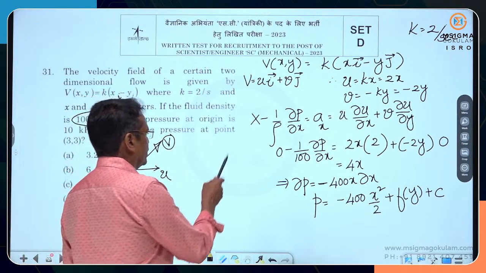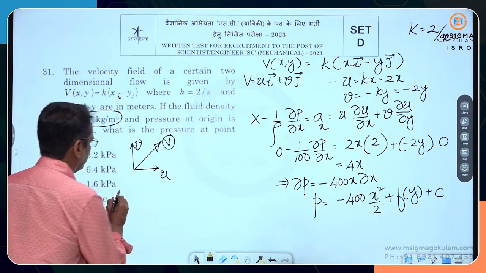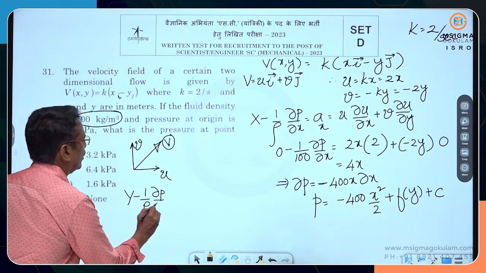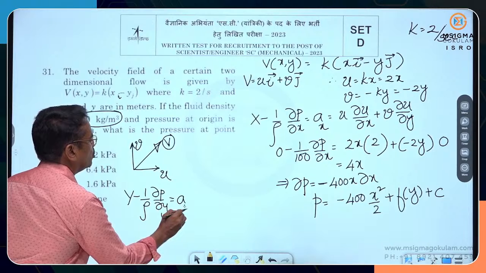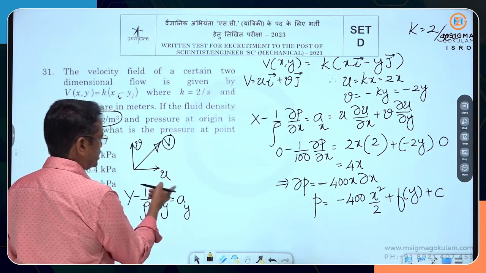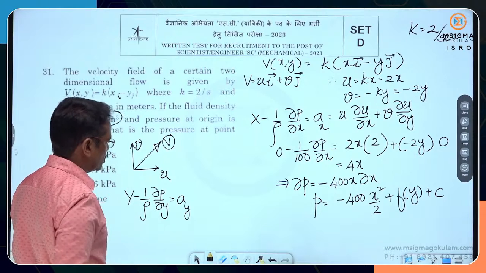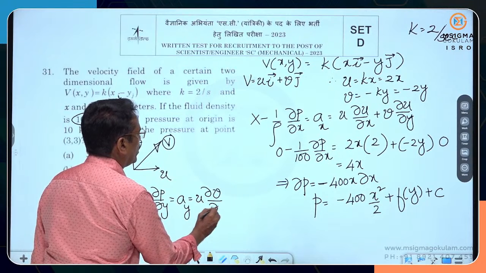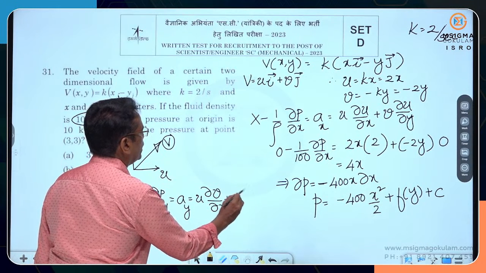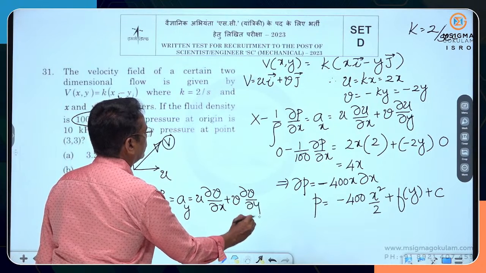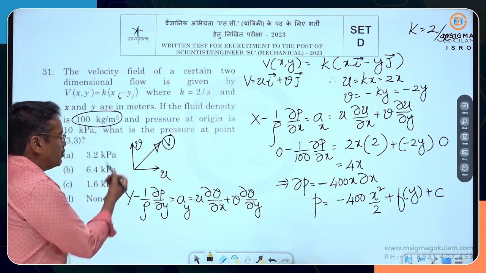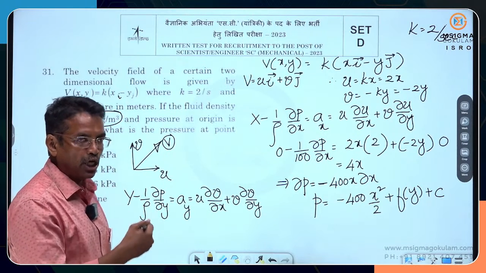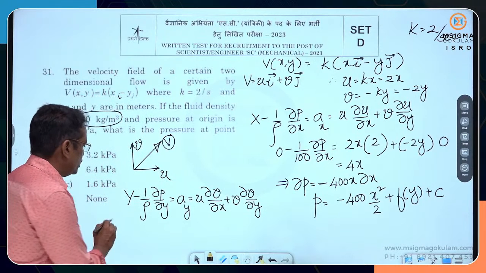This is for the x direction. Similarly, for the y direction, if you write this, the body force potential along the y direction is equal to the acceleration along y. This is Euler's equation of motion for the two-dimensional flow. That is u into dou v by dou x plus v into dou v by dou y. The body force potential along x and y directions, which are perpendicular to gravity, we can consider to be 0.